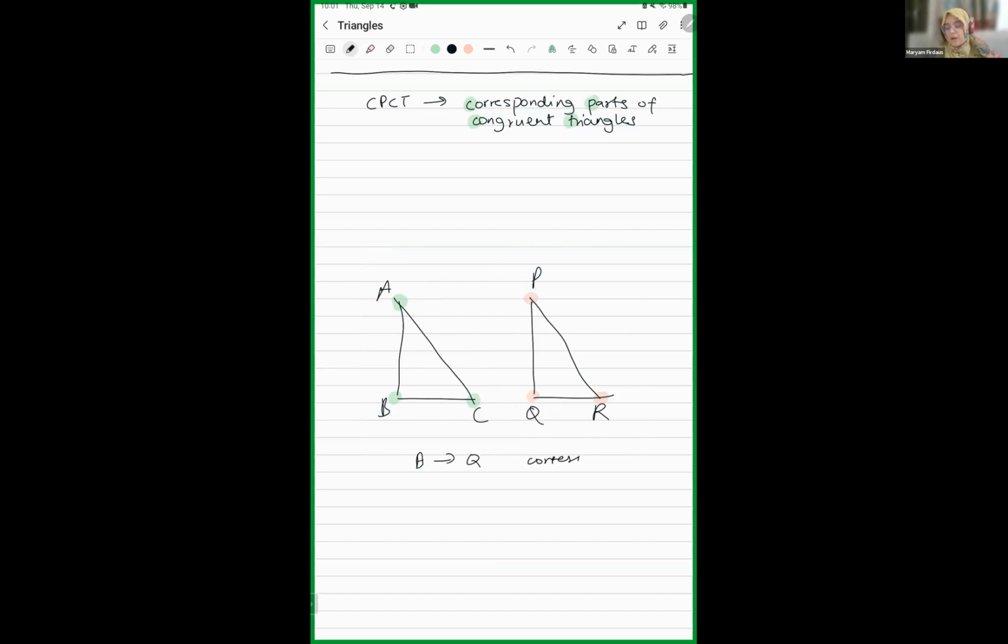Now, if you have proven through some way that these two triangles are congruent, then you will say that each part of this triangle is equal to the corresponding part on the other triangle. That is why we say CPCT are equal, meaning corresponding parts of congruent triangles are equal. Meaning you will say that BC is equal to QR by CPCT. This is what we say by CPCT, by this rule. Got it?